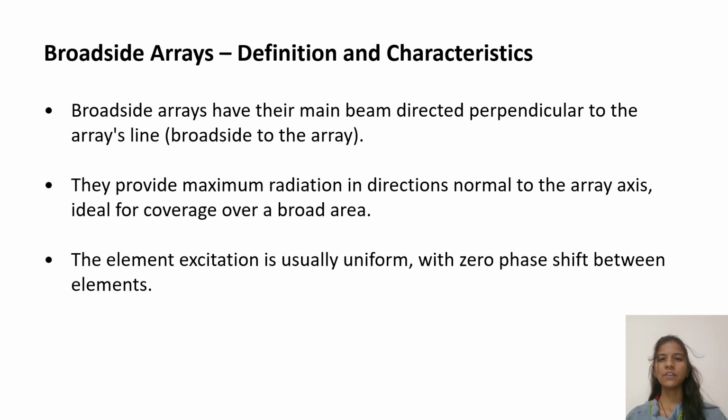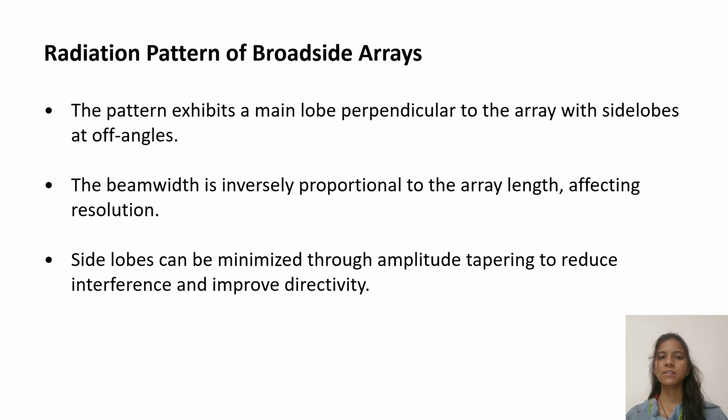Broadside arrays: definition and characteristics. Broadside arrays have their main beam direction perpendicular to the array's line. They provide maximum radiation in directions normal to the array axis, ideal for coverage over a broad area. The element excitation is usually uniform with zero phase shift between elements.